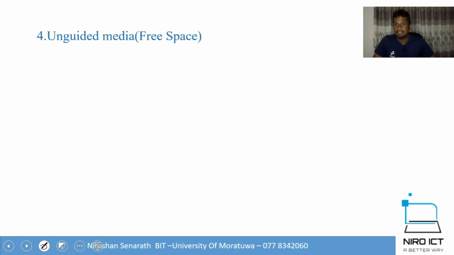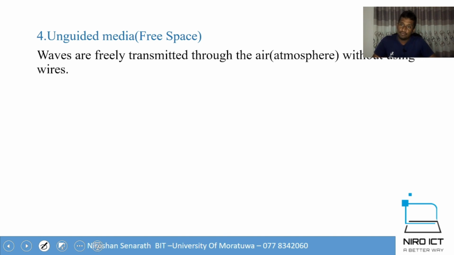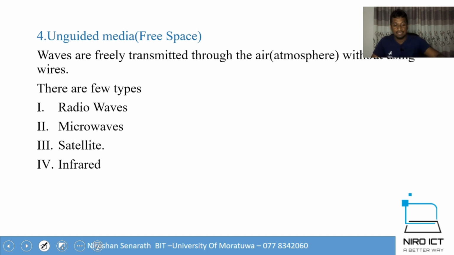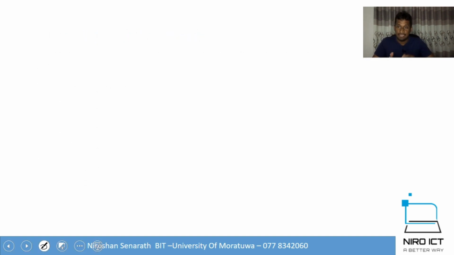Then this is called unguided media, or free space, where data is transmitted through the air. Right? So waves are freely transmitted through the air or atmosphere without using wires, and that is called unguided. There are a few types we have to learn. So radio waves or radio signals. The second one is microwaves, and the third one, satellite. Another communication is infrared, and we will learn them one by one.